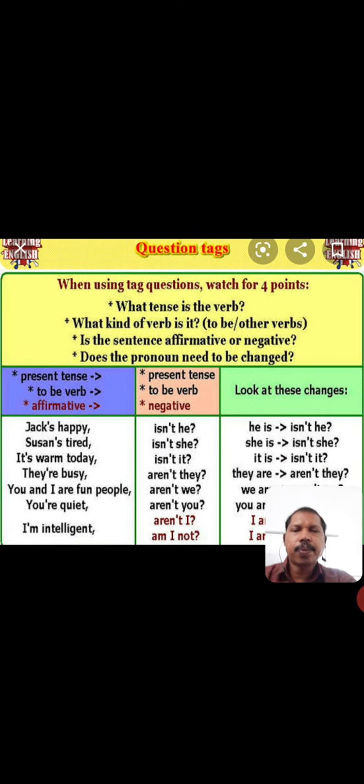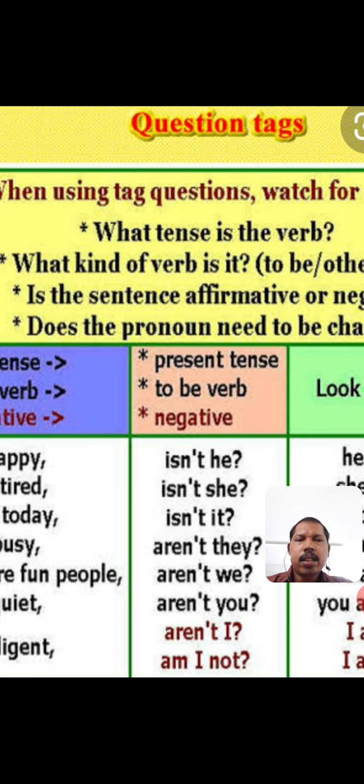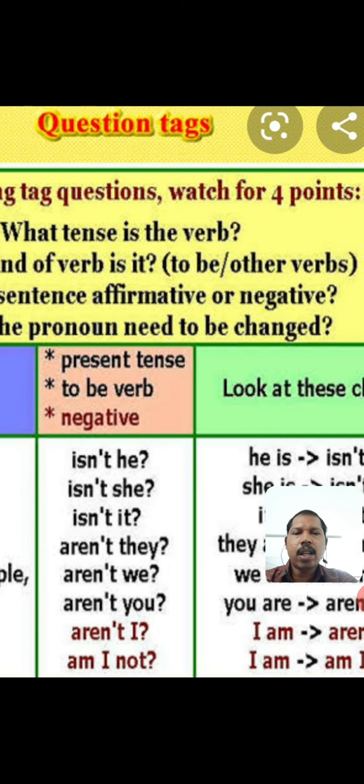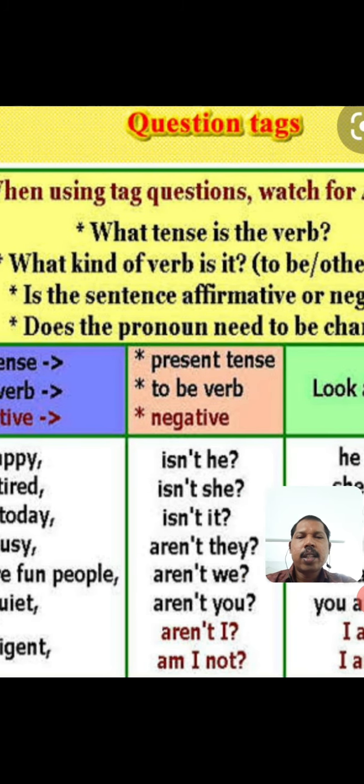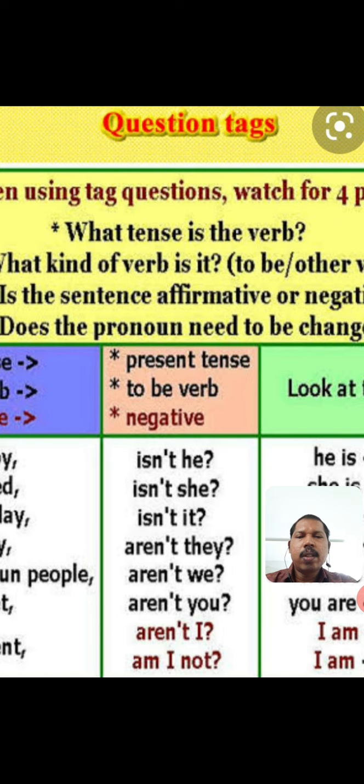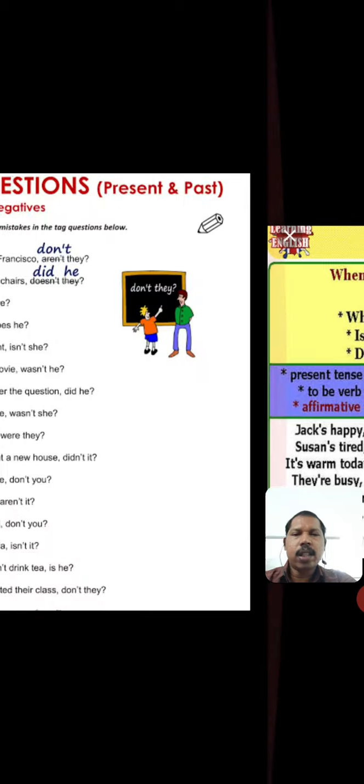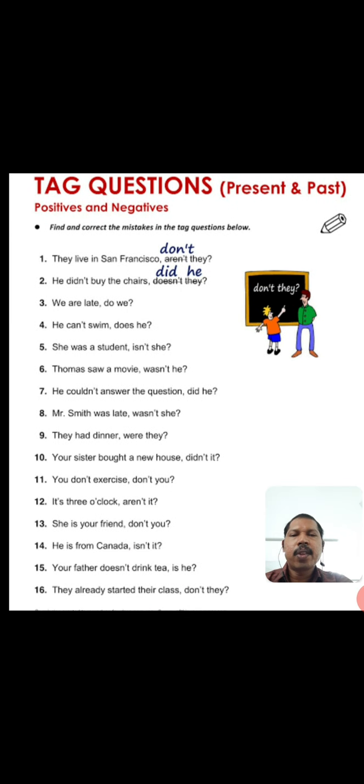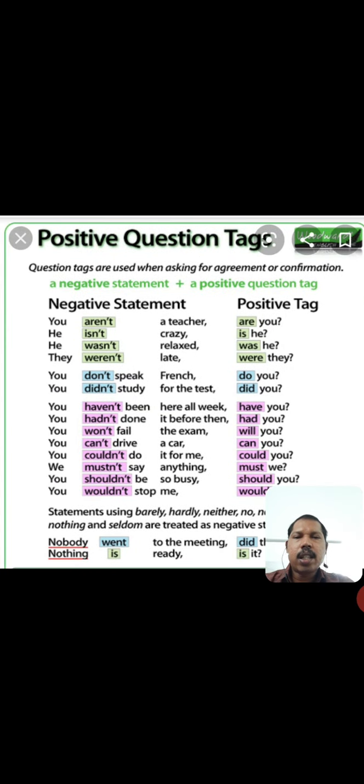So those 4 points you have to remember well. I repeat. What tense is the verb and what kind of verb is it? Whether it is main verb, helping verb, be verb or modal auxiliary, that you have to identify. And the third one, you have to check whether it is affirmative statement or negative statement. Then we have to observe whether the pronoun should be changed. These 4 things you have to keep in your mind.